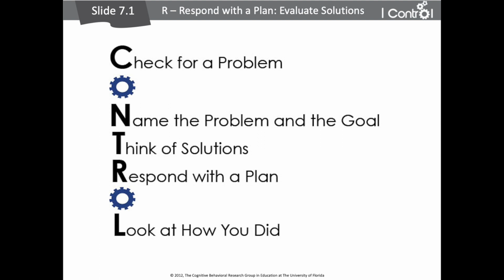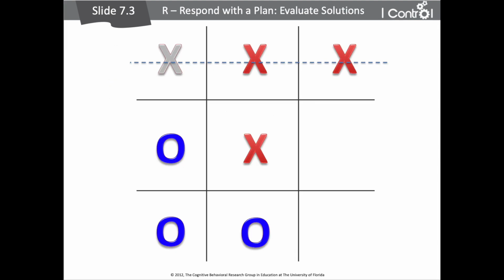Now that you have learned how to check for a problem, N, name the problem and the goal, and think of solutions, you'll learn how to R, respond with a plan, in Lesson 7. But first, let's review how the CNT in CNTRL works in real-world situations.